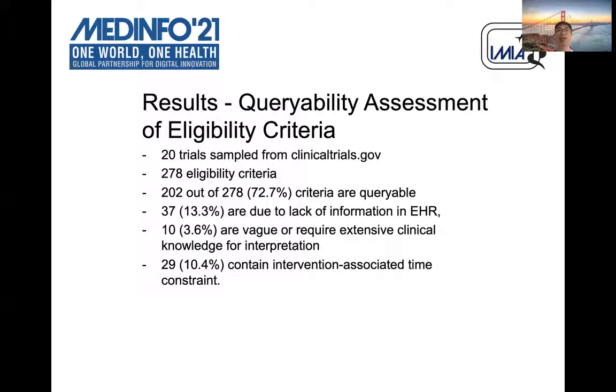So we randomly sampled 20 trials from clinicaltrials.gov, which led to 278 eligibility criteria in total. We manually reviewed each of those criteria, and we found 202 out of these 278 criteria are queryable, meaning Criteria Query can generate a query to do the query in the EHR. Among those unqueryable criteria, 37 are due to lack of information in EHR, 10 are vague or require extensive clinical knowledge for interpretation, and 29 contain intervention-associated time constraints.